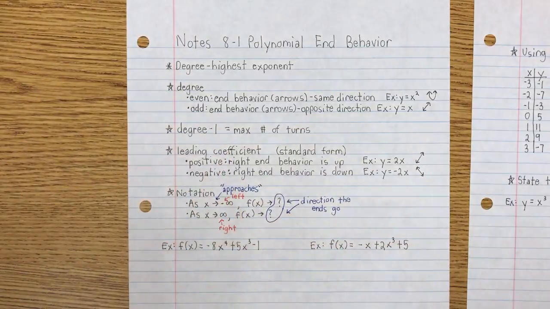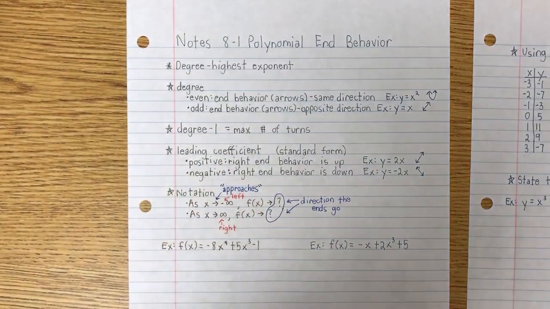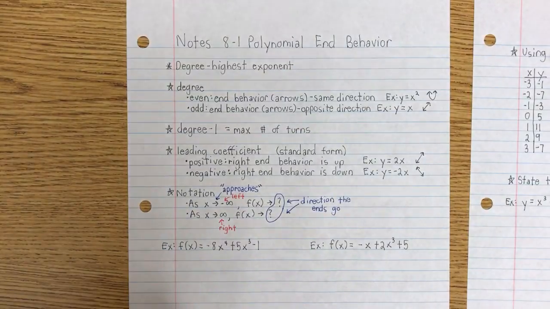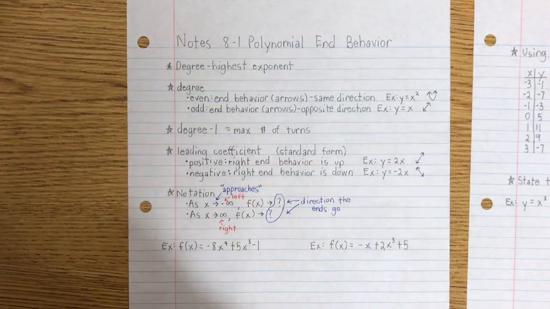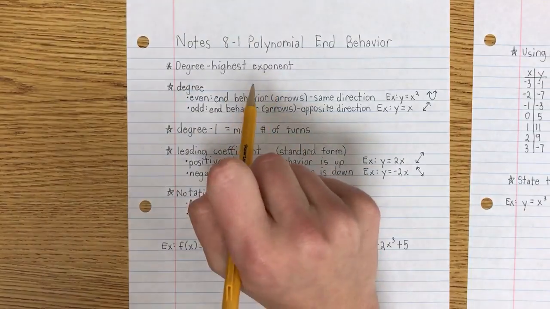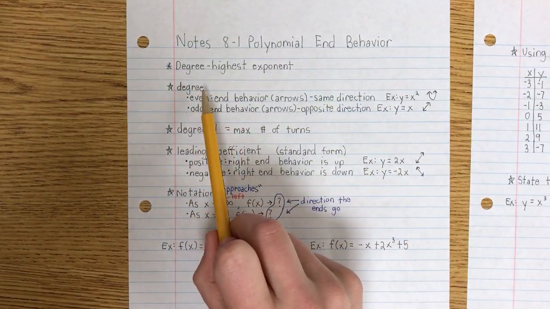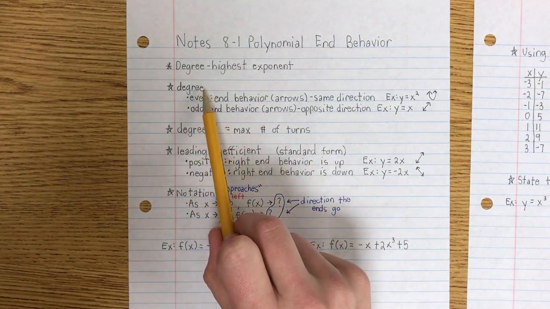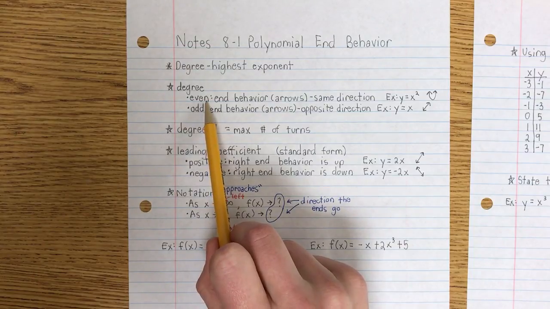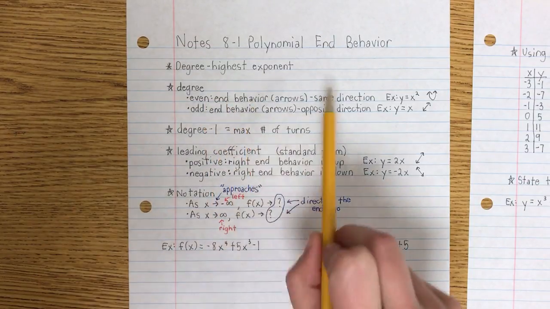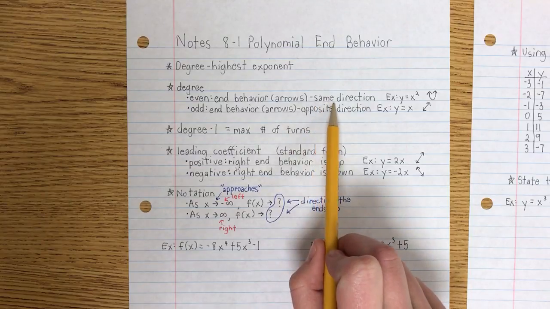Today we're looking at notes 8-1, polynomial end behavior. It's actually one of the neatest lessons in Algebra 2, I think. So the degree, I'll remind you, is the highest exponent on the variable. If the degree of the polynomial is even, if the highest exponent is even, the end behavior, or arrows, face in the same direction.